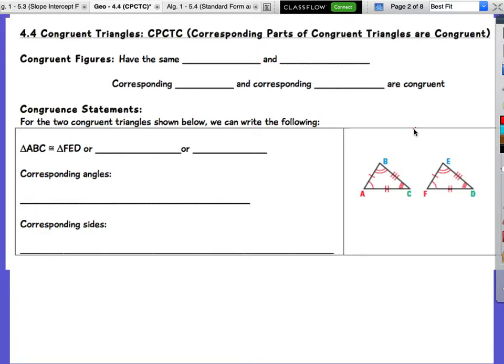So first, talk about congruent figures. Congruent figures, you've had the congruent sides, you've had congruent measures of angles, you have congruent segments. Now we can have congruent figures. So like triangles can be congruent. Congruent figures have the same size and shape.